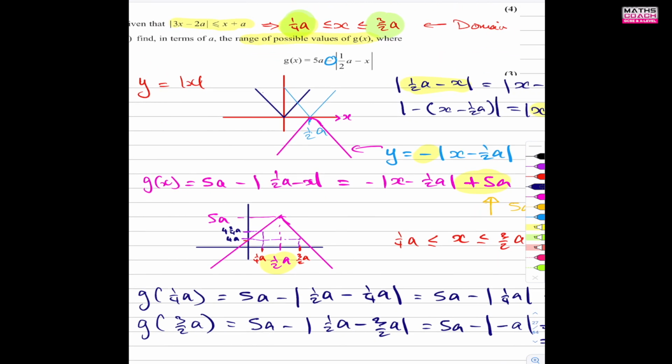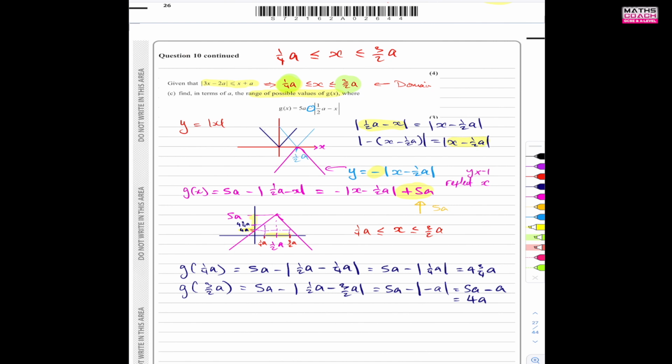So if we now look at the graph, the lowest output we get is 4a, which is here, and the highest is all the way up to 5a. Not 3/4, not 4 3/4 of a, it goes all the way up to the highest point, which is 5a. So from that we can see that g of x is therefore going to be less than or equal to 5a, but more than or equal to 4a.